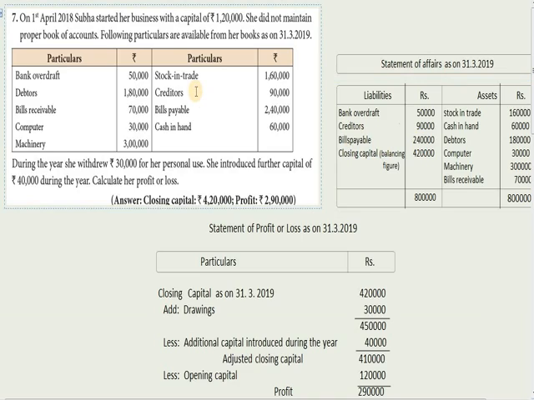After entering all the assets and liabilities details, take a moment to check whether you have entered all the assets and liabilities. Because if you commit any mistake here, based on your closing capital only, you are calculating profit. If you make any mistake here, your profit amount will be wrong. So take a moment to check whether you have entered all the assets and liabilities.